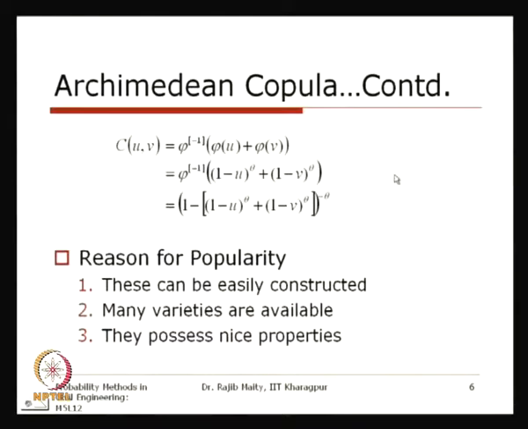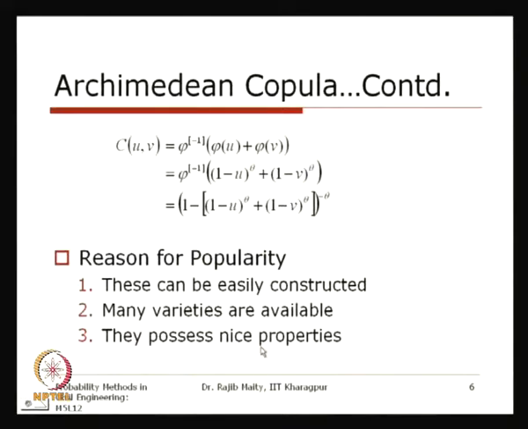So we can have many varieties. Depending on our requirement, whether there is positive dependence, negative dependence, or a very narrow range of dependence, we can pick whichever Archimedean copula we wish. There are a lot of varieties available in this class. The Archimedean copula is one class among which different copulas are available, so we can pick depending on the requirement of the problem. And they possess some nice properties.